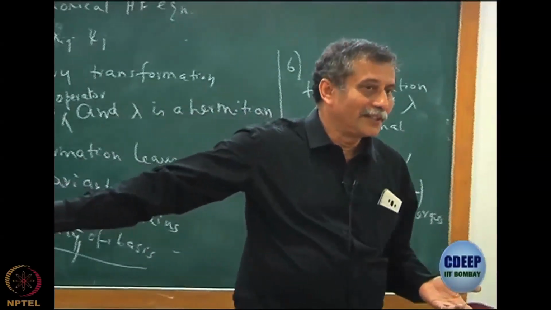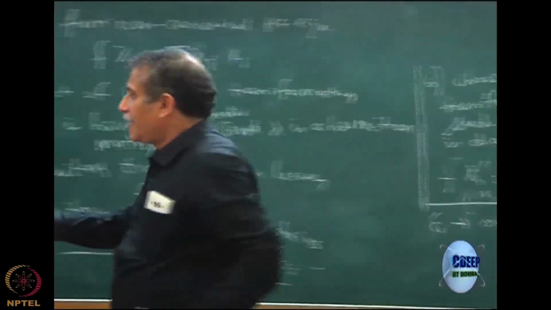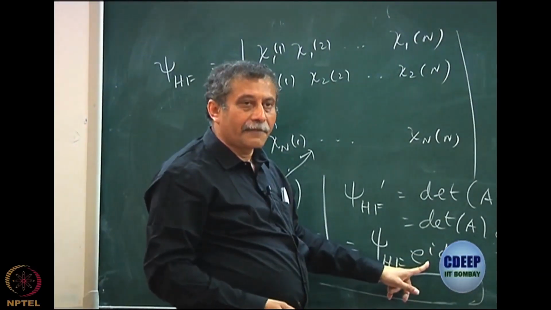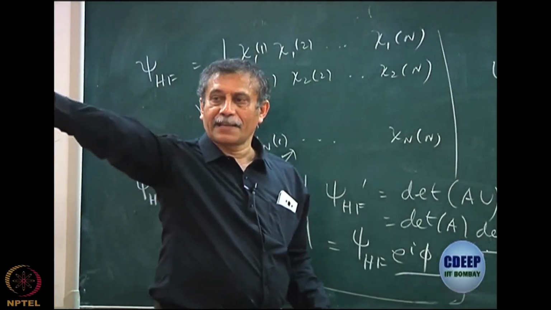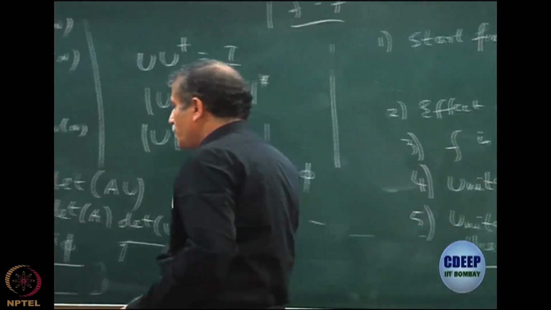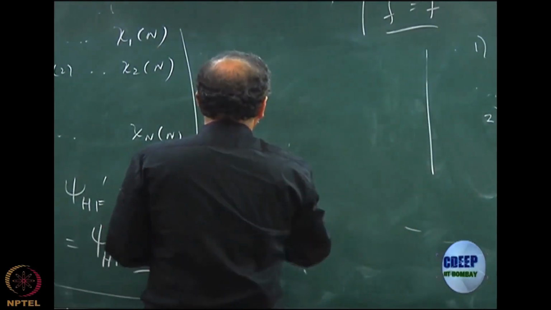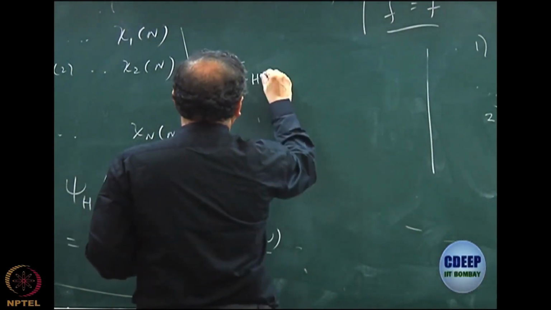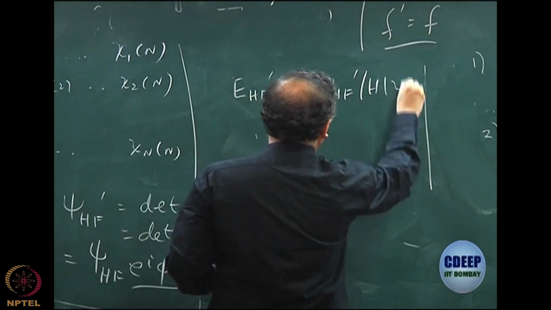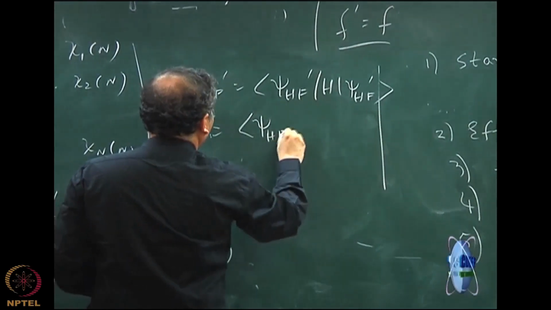I do not have to prove it now, because the Hartree-Fock energy is nothing but psi HF, H, psi HF. So psi HF on the left, psi HF on the right. Psi HF prime on the left will give you exponential minus i phi, and on the right it will be exponential plus i phi, so it will become 1, correct. So it is very easy to show that the energy also remains invariant. Because of this, E Hartree-Fock prime, which is psi Hartree-Fock prime H psi Hartree-Fock prime, is the same as psi Hartree-Fock H psi Hartree-Fock. Okay?